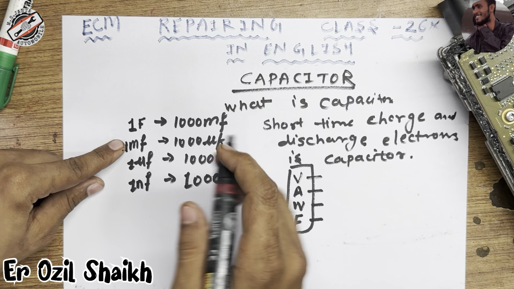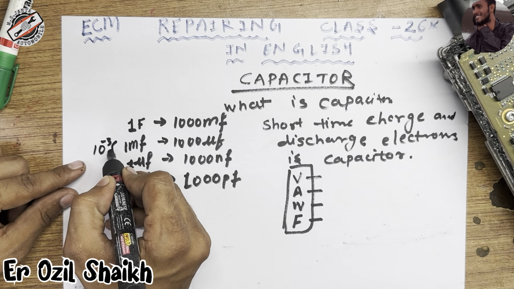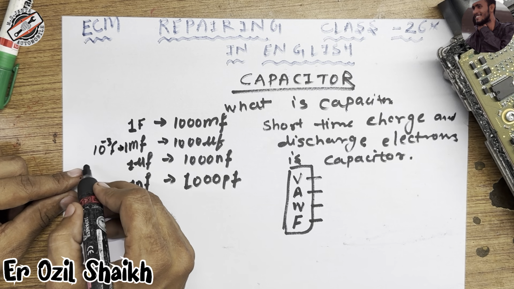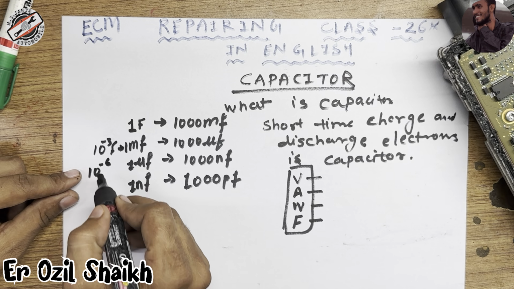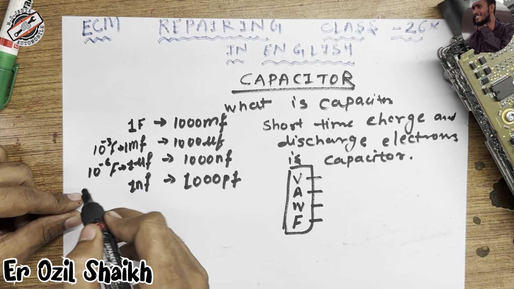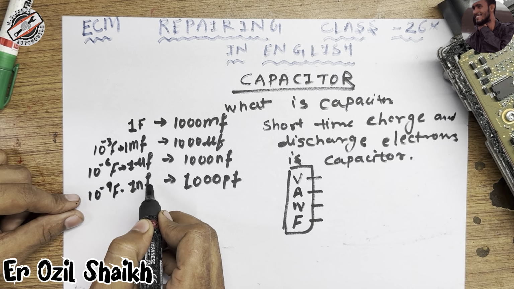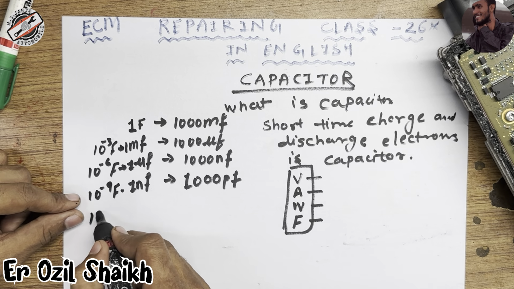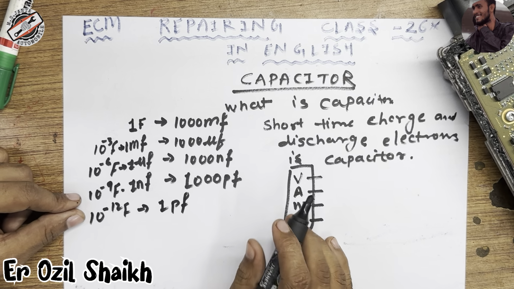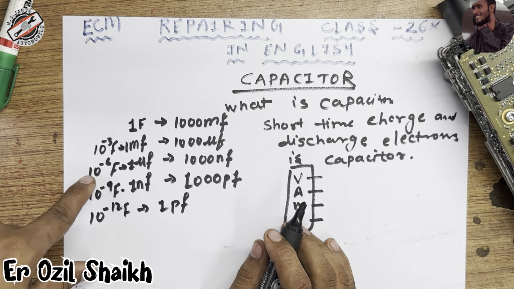If you want to convert to farad, 10⁻³ farad is 1 millifarad, 10⁻⁶ farad means 1 microfarad, and 10⁻⁹ farad means 1 nanofarad. And 10⁻¹² farad is equal to 1 picofarad. Okay, so if you calculate the value, you have to write it like that.